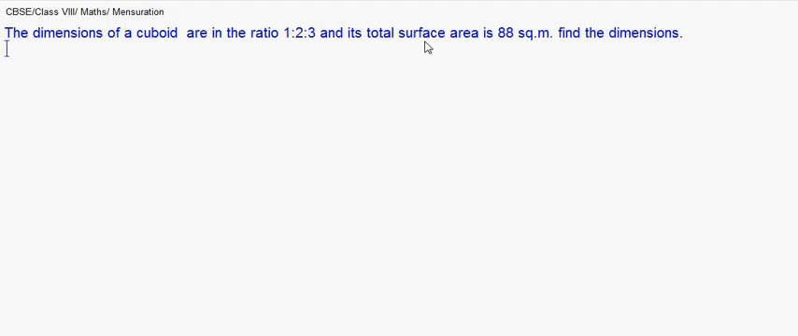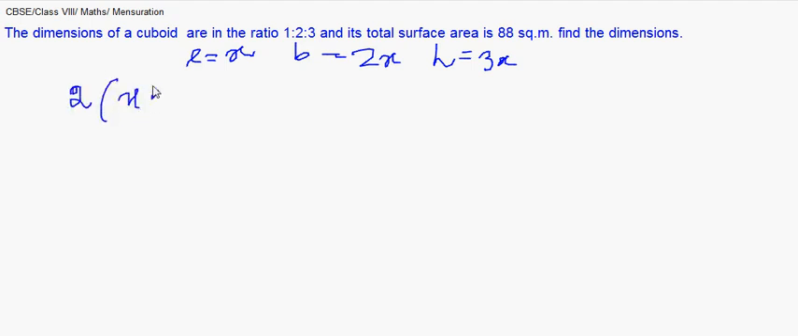Now, because the dimensions of the cuboid are in the ratio 1:2:3, we'll assume them as x, 2x and 3x meters. Okay, so I'm taking the length as x, the breadth as 2x, and the height to be 3x. Now let us write it in the formula of the surface area of a cuboid. So 2 into length breadth plus breadth height plus length height.